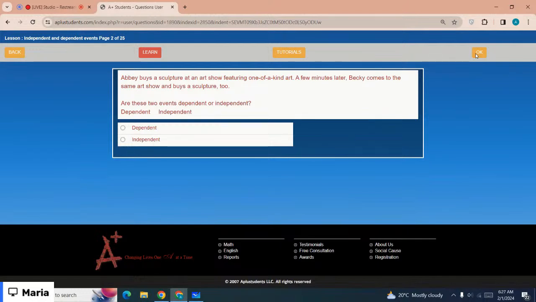Abbes buys a sculpture at an art show featuring one of a kind art. A few minutes later, Beckett comes to the same art show and buys a sculpture too. Are these two events dependent or independent?